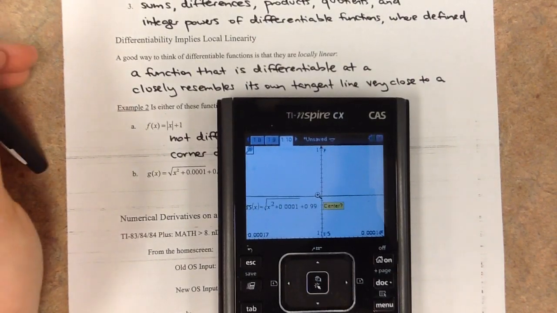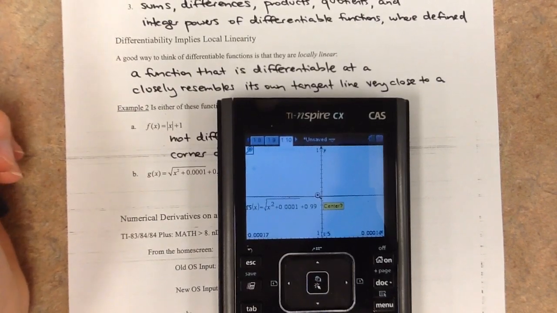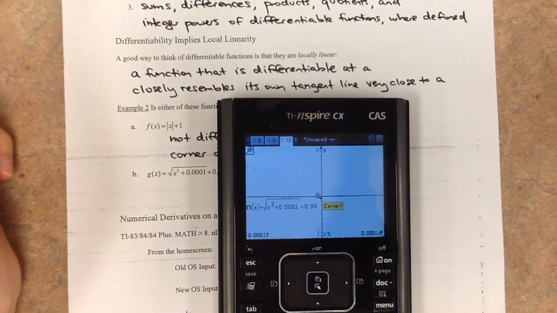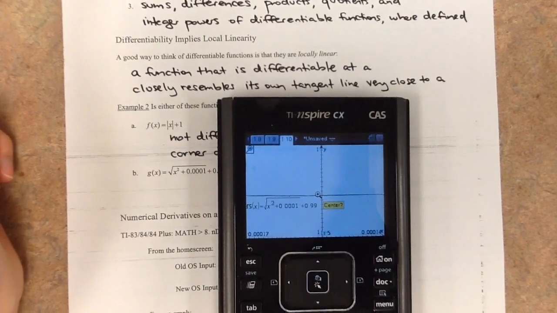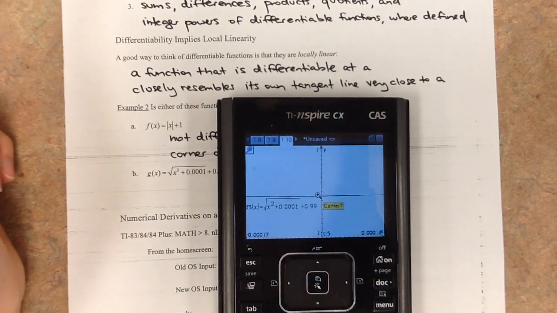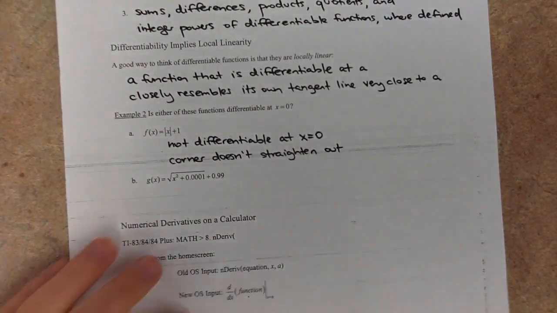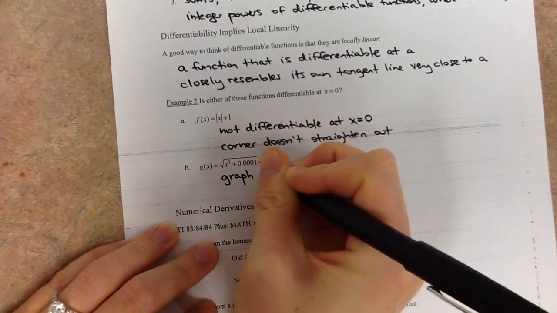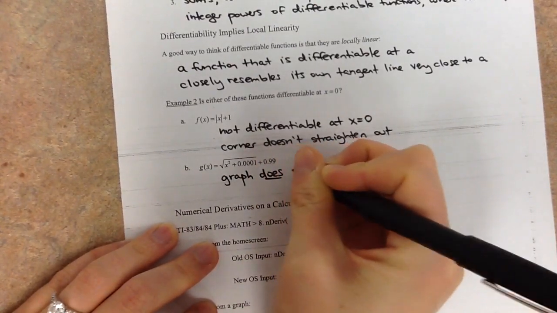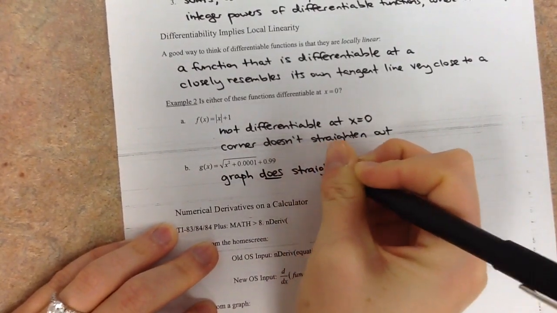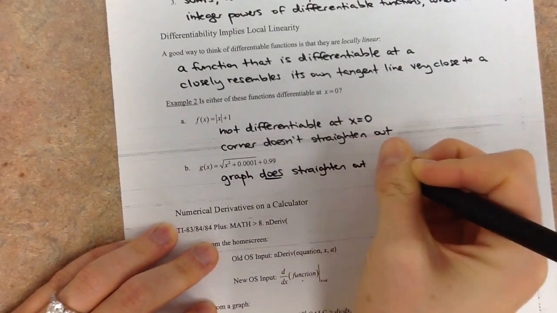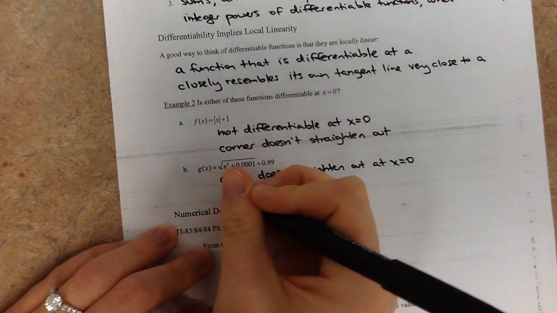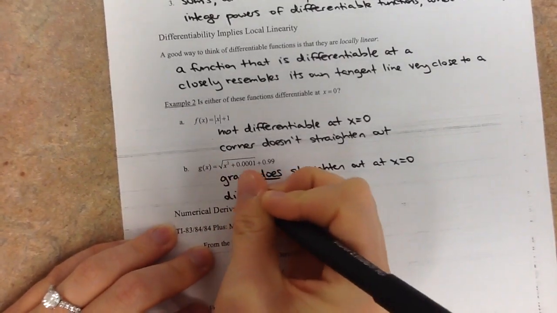Locally means around the point x equals 0 that you're looking at, and we of course know what it means to be linear. So the farther we zoom in, it actually does end up straightening out, and so it must be differentiable there. All right, so the graph does straighten out at x equals 0. And so what that means is that it must be differentiable at x equals 0.